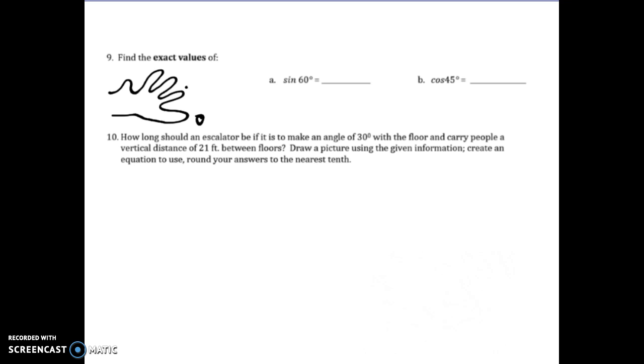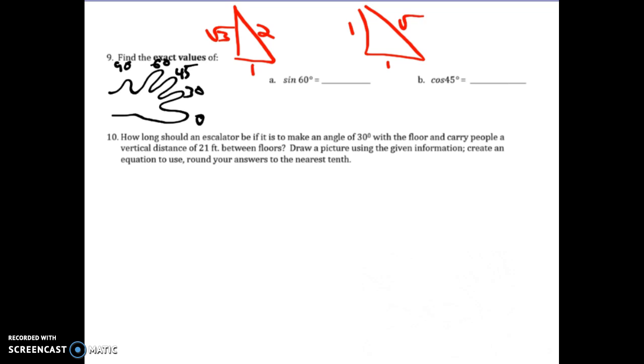Where we have 0, 30, 45, 60, and 90. We could always go ahead and just do that little shortcut to find these. Or my other option is if I have the side ratios all memorized for 45-45-90s and 30-60-90s, I can go ahead and get these ratios the same way.